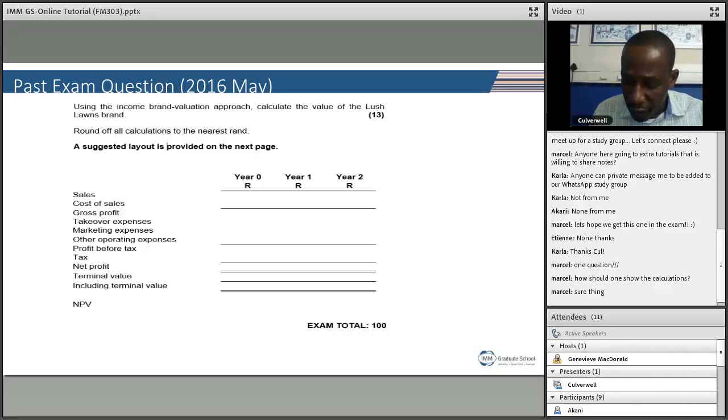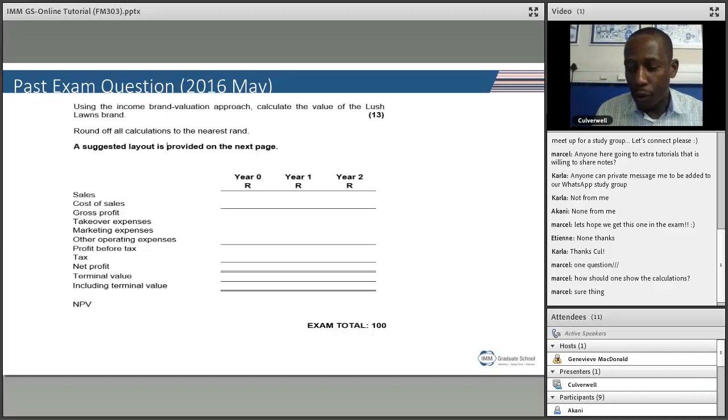My gross profit for year 1 was 24,360,000 minus those two expenses, marketing expenses of 1,575,000 and other operating expenses of 2,625,000. I'll get myself my profit before tax of 20,160,000.